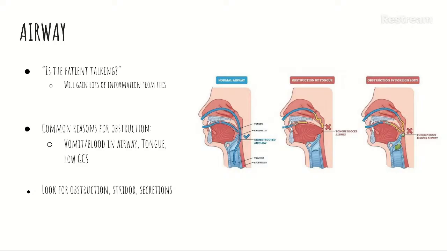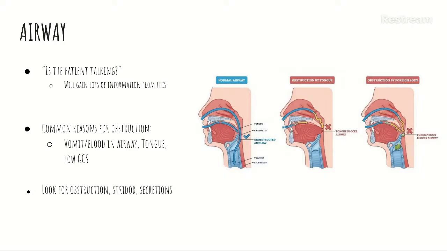So some of the common reasons that the airway might be obstructed. The patient might have vomit or blood in the airway. Another common one is the tongue obstructing the airway. In someone who's got a low GCS, the tongue can pull back and occlude the airway. So you get a blockage there.